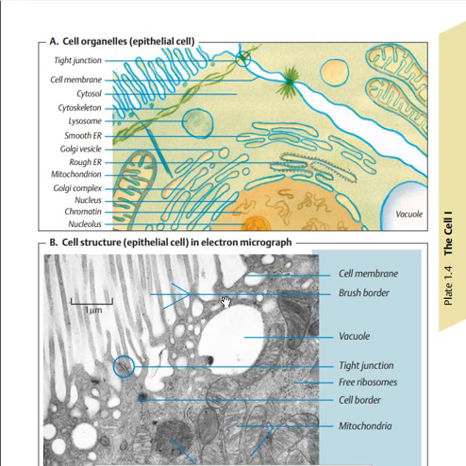This is the cell physiology tutorial, and we are going to cover cell organelles. So we start with the different cell organelles that we have in the cells. The first point, we have the tight junctions. So these are the tight junctions here. Then we are going to have the cell membrane at this point. At this point here, we have the cytosol. At this other point here, the cytoskeleton.